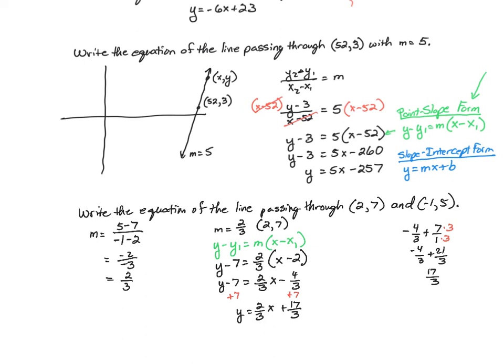So remember, right here it was in point-slope form. And that's just a nice form for writing the equation of a line. And down here, it's in slope-intercept form. Now, do make sure you pay attention to what form you're being asked to put the equation into. Let's do another one.